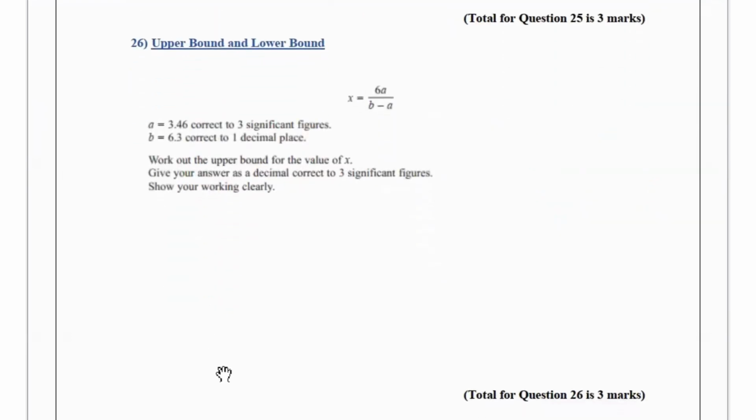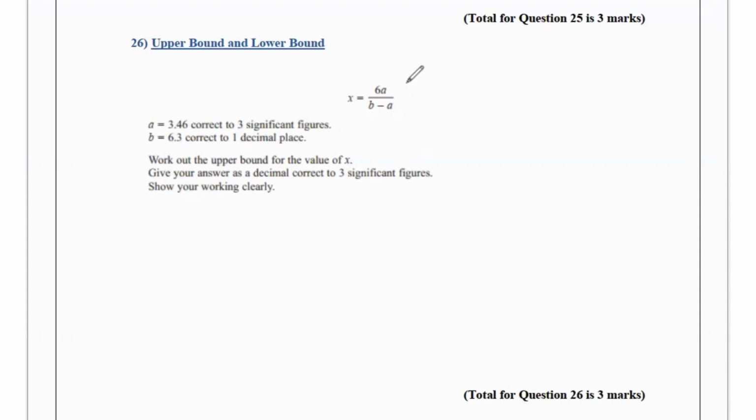Then upper bound and lower bound. It says that x equals 6a over b minus a, where a is equal to 3.46 correct to 3 significant figures, and b equals 6.3 correct to 1 decimal place. Work out the upper bound for the value of x, giving the answer as a decimal correct to 3 significant figures. Show your working clearly. I specifically chose this question because it addresses multiplication, division, and subtraction in upper bounds and lower bounds. And for the degree of accuracy, it deals with both significant figures and decimal places. So it targets pretty much the entire upper bound and lower bound topic.